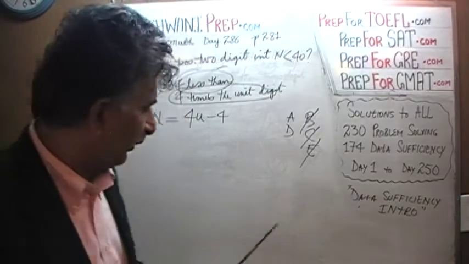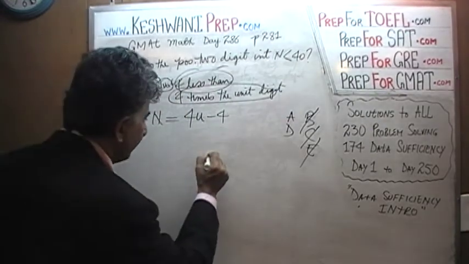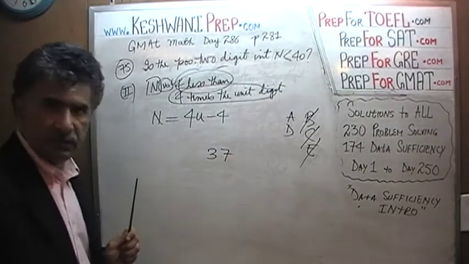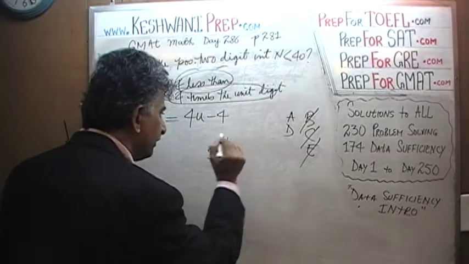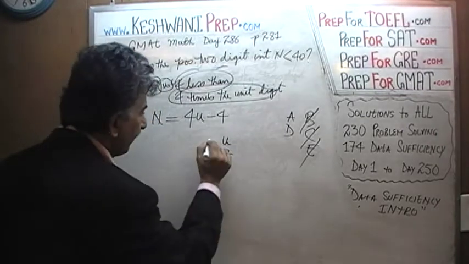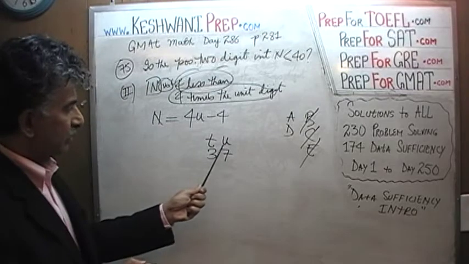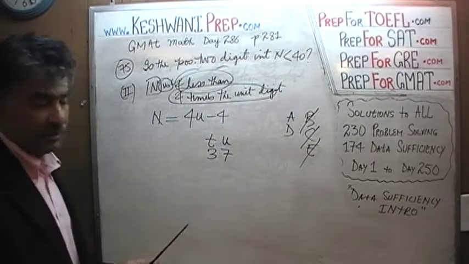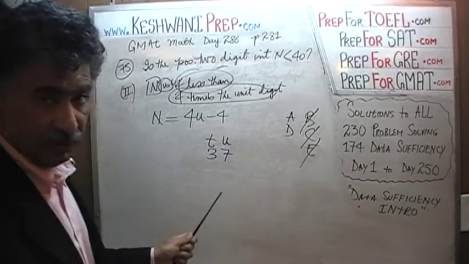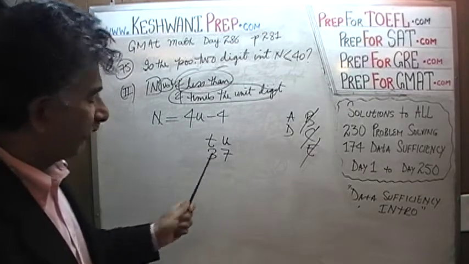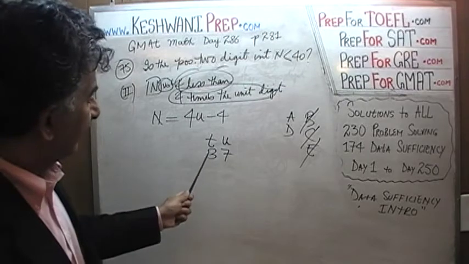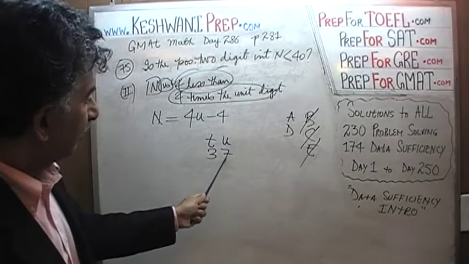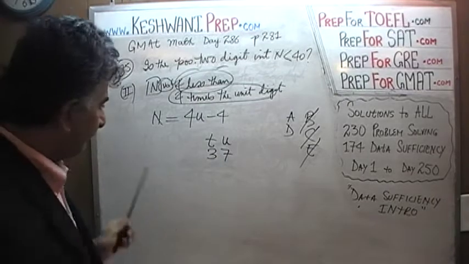So if we have a number, for example 37, the 7 is going to be represented by u, and 3 is going to be represented by t. T for the 10 digit, u for the unit digit. The question is, how do we write 37 in the language of algebra if we did not know the value of t and if we did not know the value of u? This is how it's expressed.